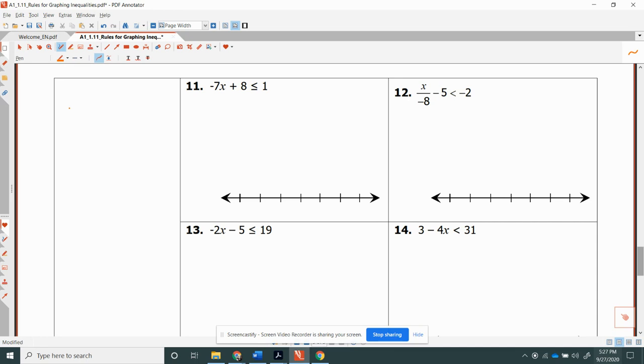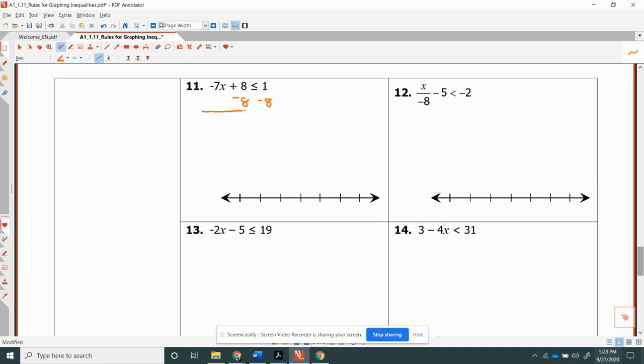All right, let's try number 11. We have a negative 7 next to our variable, so we're going to have to flip the inequality sign when we do this problem. First we need to subtract 8 from both sides.